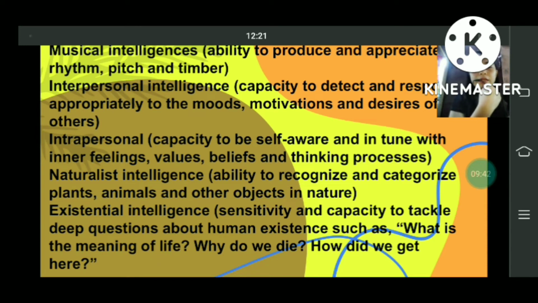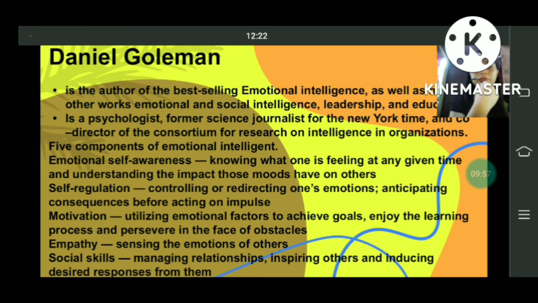And lastly, existential intelligence. It is sensitivity and the capacity to tackle deep questions about human existence, such as what is the meaning of life? Why do we die? How did we get here?